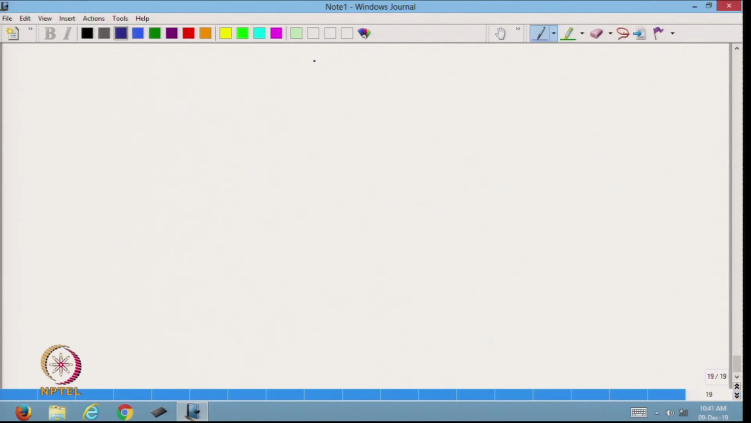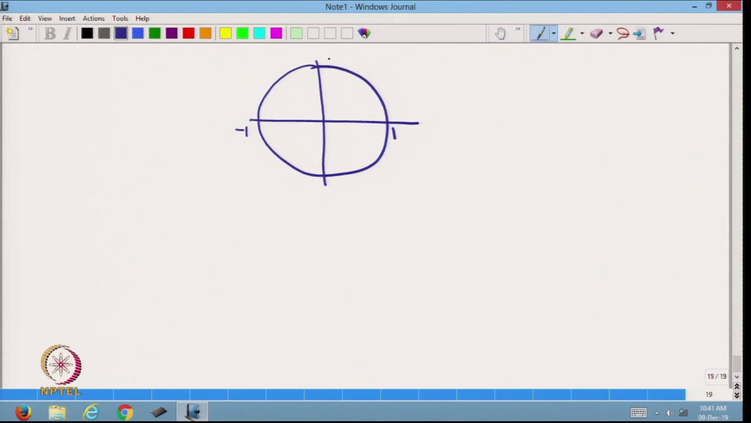So, let us consider a unit circle. The radius is 1, and suppose this is the center, and consider this circle of radius half.